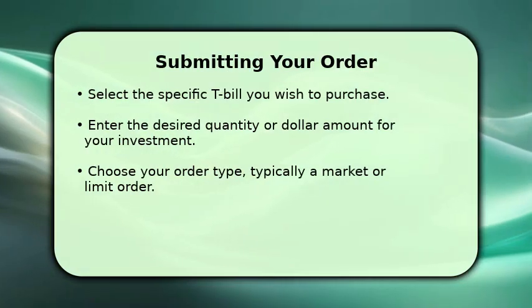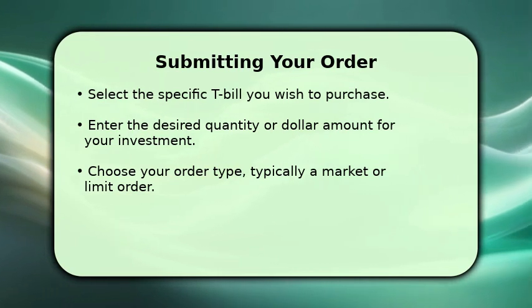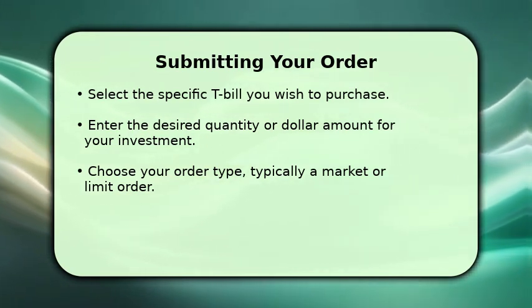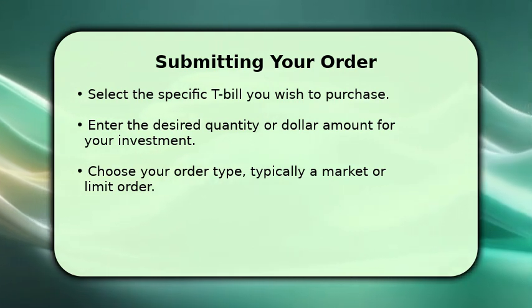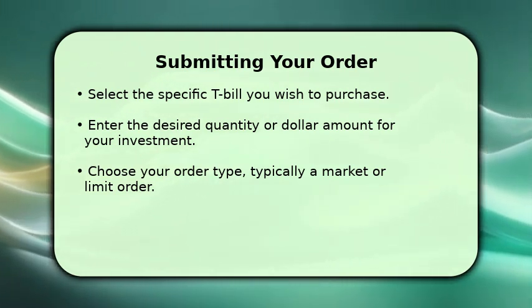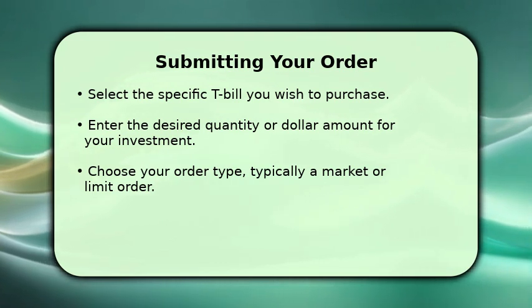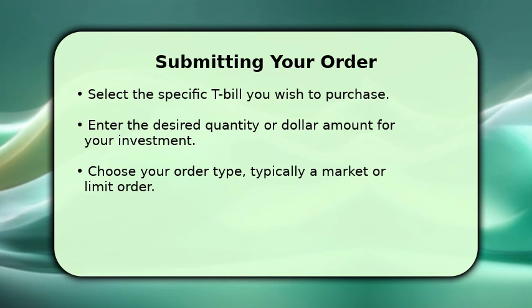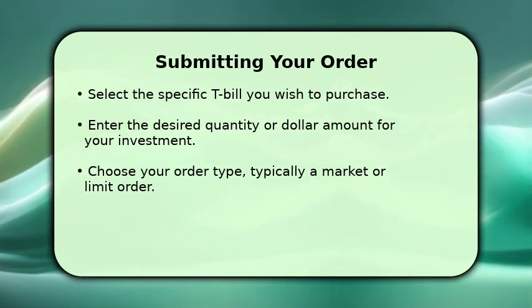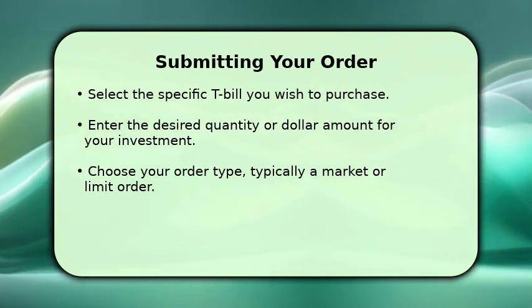Once you have identified the T-bill you want, select it to open the order entry window. Here, you will specify the quantity or the exact dollar amount you wish to invest. Next, choose your preferred order type. A market order executes immediately at the current price, while a limit order allows you to set a specific price.